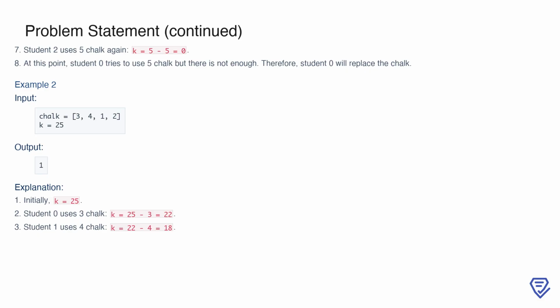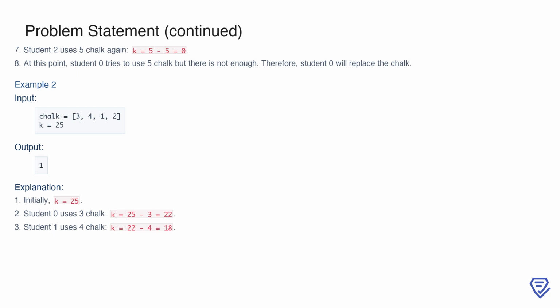In the second example, the chalk array is 3, 4, 1, 2, and k is 25. The teacher starts with 25 units of chalk. Student 0 uses 3 units, leaving 22. Then, student 1 uses 4 units, reducing the chalk to 18. Next, student 2 uses 1 unit, leaving 17, and student 3 uses 2 units, leaving 15.